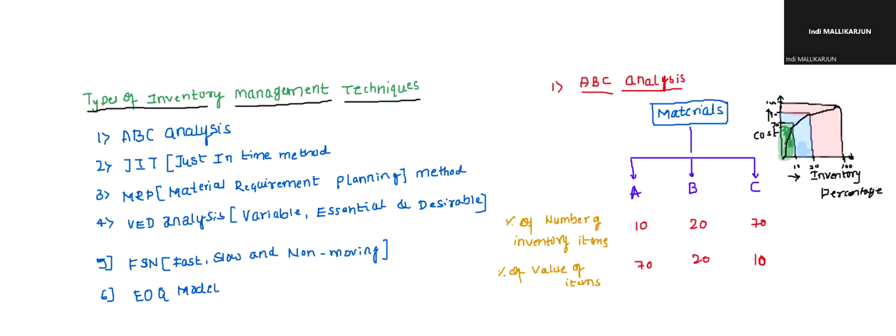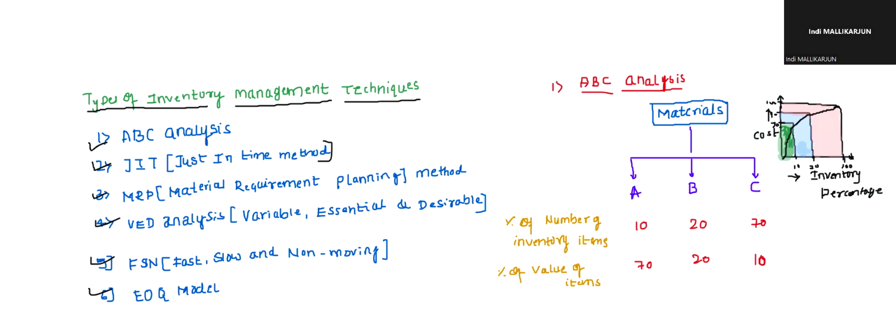Today we are dealing with types of inventory management techniques. Among various techniques, we have several here. One is ABC analysis. Second one is JIT, that is nothing but just-in-time method. Third one is MRP method, that is material requirement planning method. Fourth one is VED analysis, that is vital, essential, and desirable. Fifth one is FSN method, that is fast, slow, and non-moving method. At last, we have EOQ model, economic order quantity model.